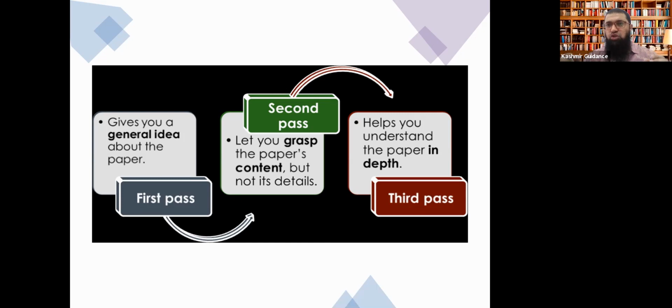Then the second pass is you just mark the main content. Don't go into the details of that content, just mark it. And finally, the third pass is that you have to go deep into the research paper, get the points, highlight the points, and understand things very easily, so that you can perform experimentation in similar scientific arenas and with similar scientific methodologies. So actually, this is the way to read a scientific paper.